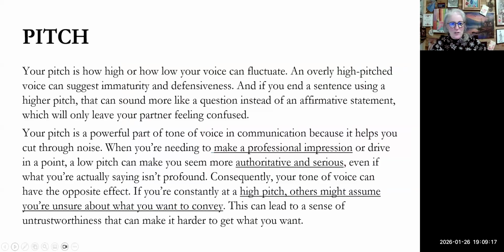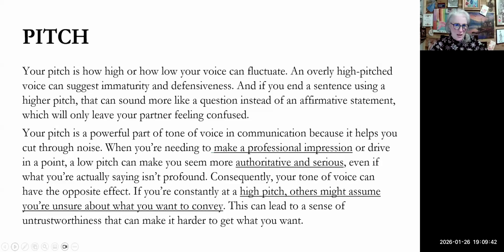The pitch, the character's pitch, and this applies to yourself as well. So any of this information is directed at you also. Your pitch is how high or how low your voice can fluctuate. An overly high-pitched voice can suggest immaturity and defensiveness. And if you end a sentence using a higher pitch, that can sound more like a question instead of an affirmative statement, which will only leave your partner feeling confused.